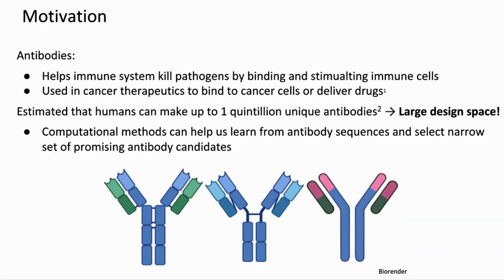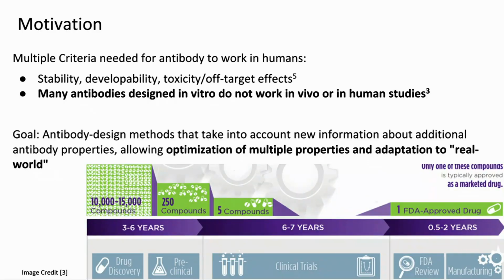But when we're doing this synthetically, we need a very good way to predict whether these antibodies will bind to the target and how to narrow down that design space of 1 quintillion to a narrower subset that we can actually test in vitro and then in vivo to get a good antibody. So we're using computational methods such as language modeling to help us learn from these many antibody sequences that we have data on, and then select a narrow set of promising antibody candidates.